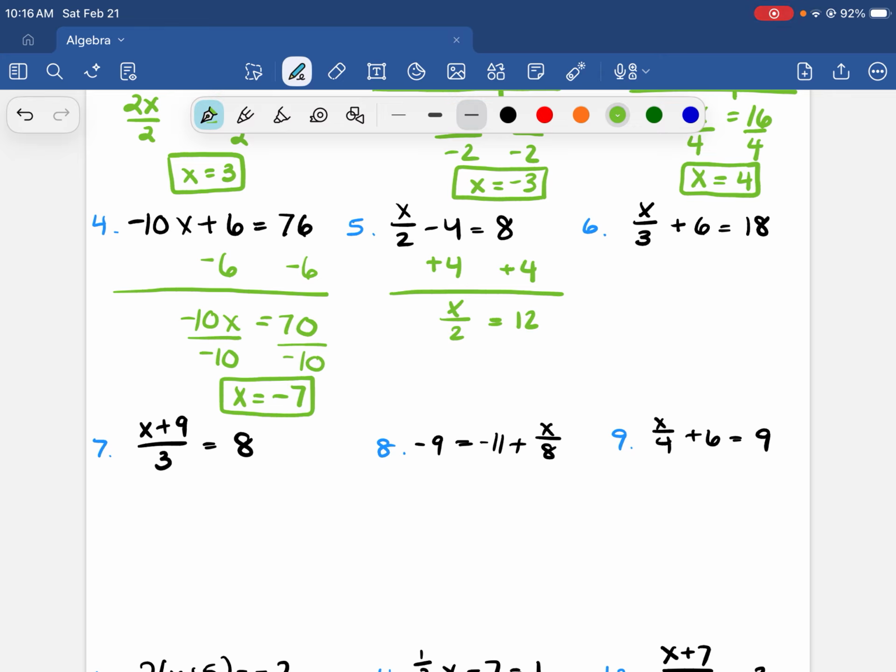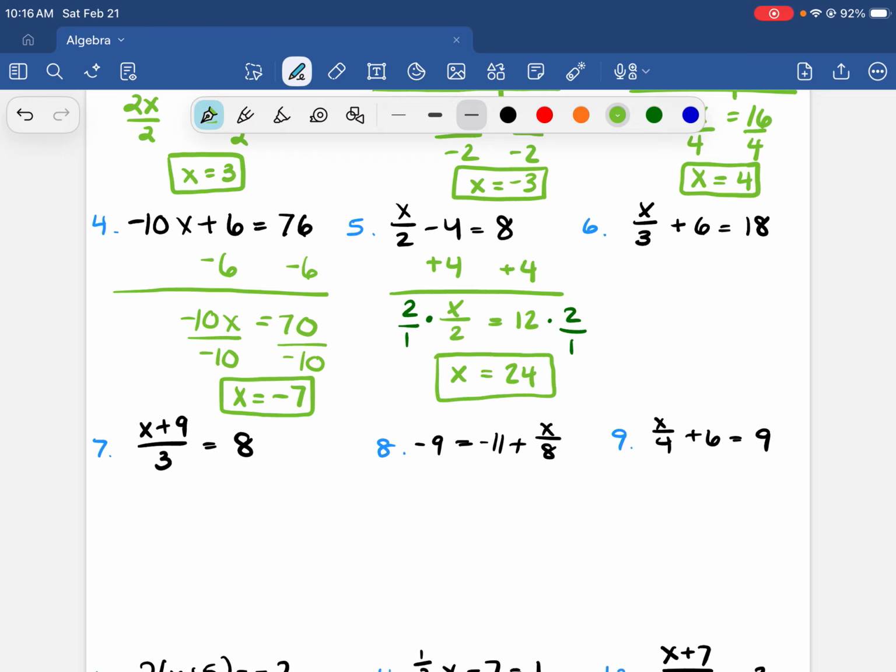So since I have x divided by 2, I want to multiply by 2. And multiplying by 2 can also look like multiplying by 2 over 1. 2 times x is 2x. 1 times 2 is 2. So that really cancels those out. 2 divided by 2 is 1. So I'm just left with x here. Since I'm doing the inverse operation, I should just end up with 1x. And 12 times 2, or 12 times 2 over 1, either way, is 24 or 24 over 1. And so that's what x is equal to.